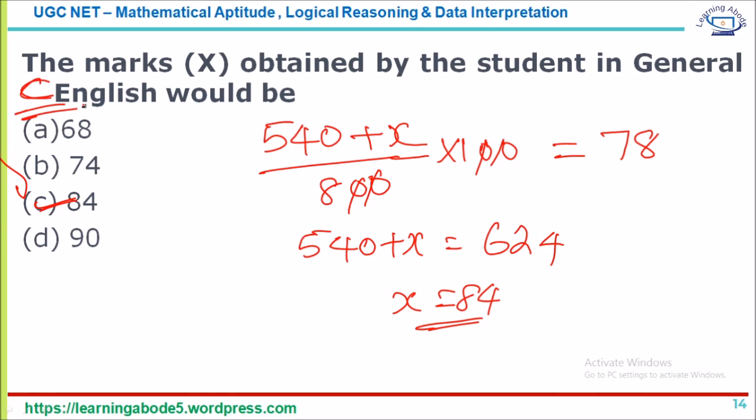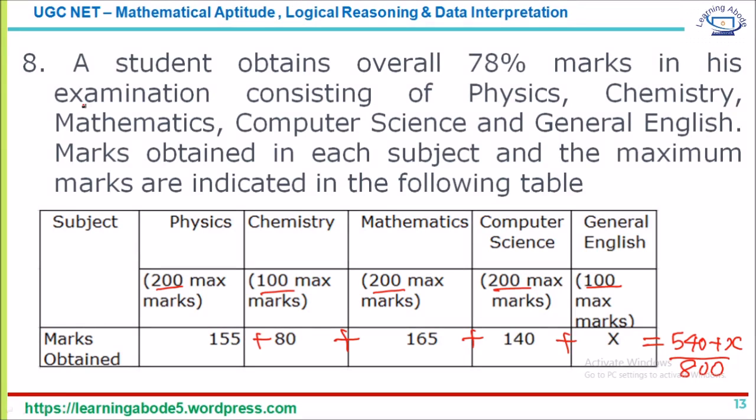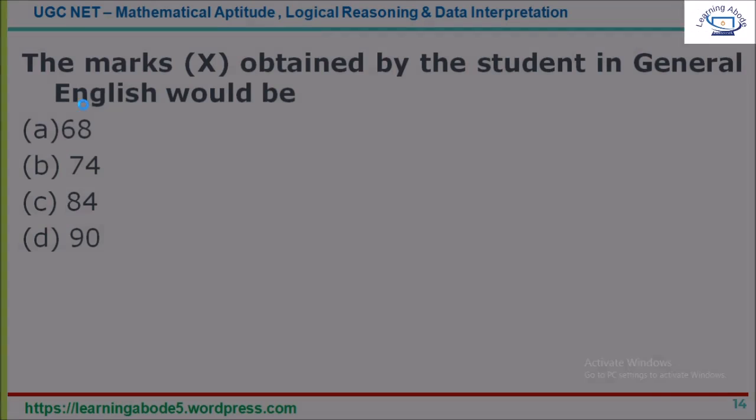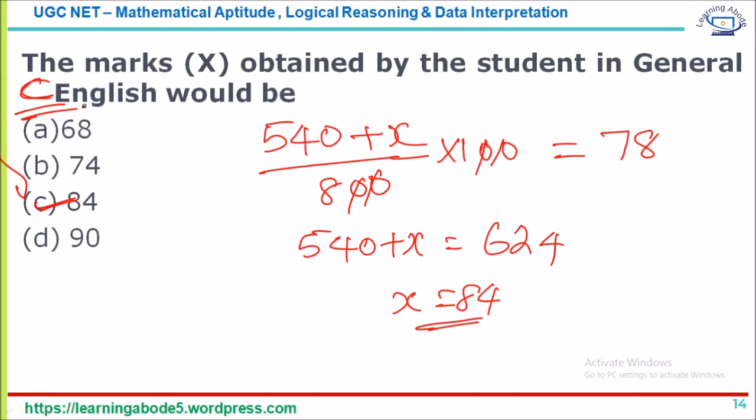Alternatively, you can directly convert the 200 marks to 100. For example, that 155, you can take it as 77.5, or wherever you find 100 marks, you can convert it into 200. For example, 80 you can make 160 and so on. But even the straightforward way of solving it doesn't take much time. So the total is 540 plus x, and the total marks is 800, and you're converting that into a percentage. So that is 78, and then you're solving for x, the general English mark.